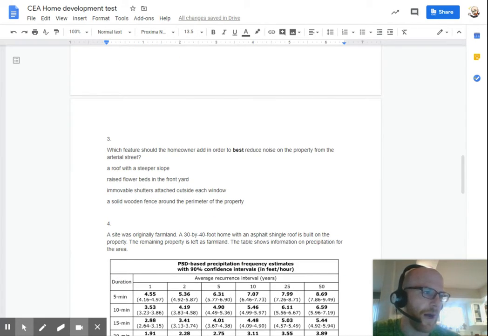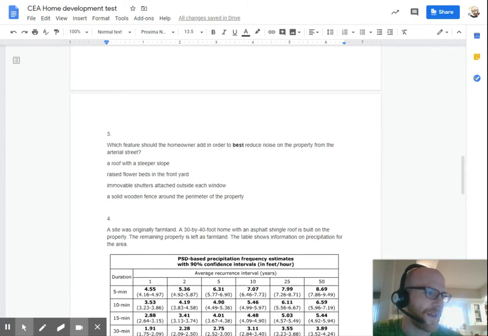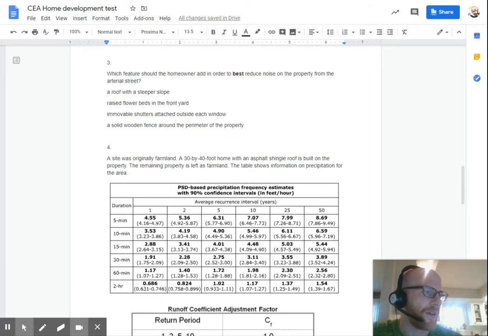Even though I would probably pick the raised flower beds, which would impede the noise some, I prefer that look better than a solid wooden fence around the entire property. But that's not what the question's asking.